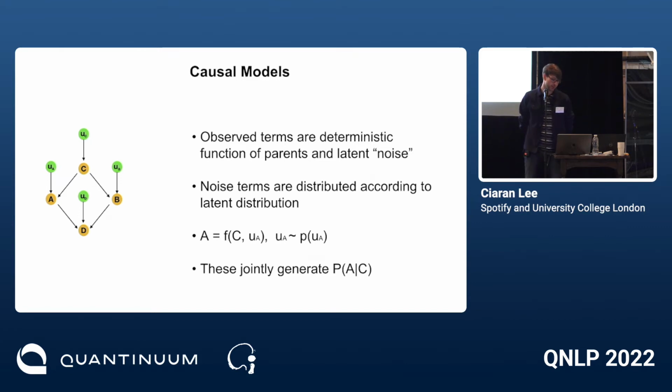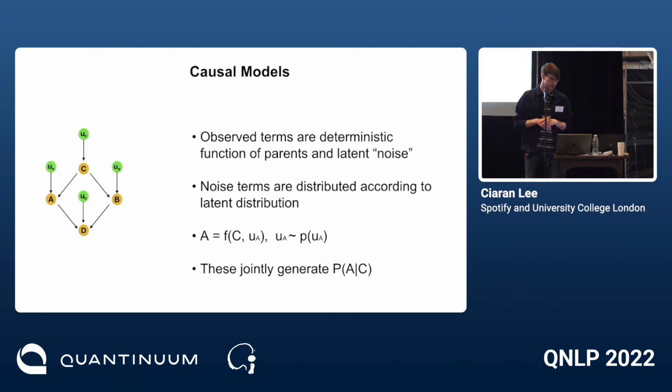So the basic idea is we have some observed terms. Here, the observed terms are the orange or yellow nodes. And we also have some noise terms, telling us about factors that are influencing these observed things that are outside of our model. They're the green things here. The general assumption is that noise terms are distributed according to some unknown latent distribution. And the observed terms are a deterministic function of the parents of that node in the graph together with these unobserved noise terms.